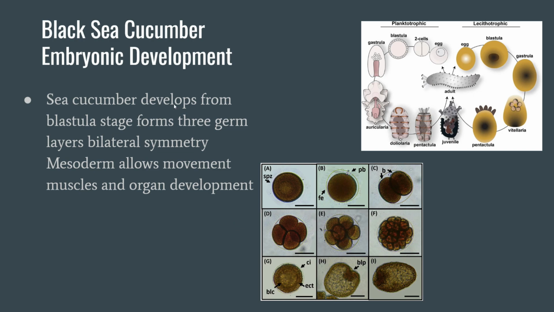Black sea cucumber embryonic development. So the sea cucumber also develops from a blastula stage embryo. It forms three germ layers during development. Because it is triploblastic, it develops a bilateral symmetry and more complex internal organs. The mesoderm allows movement and organ formation.